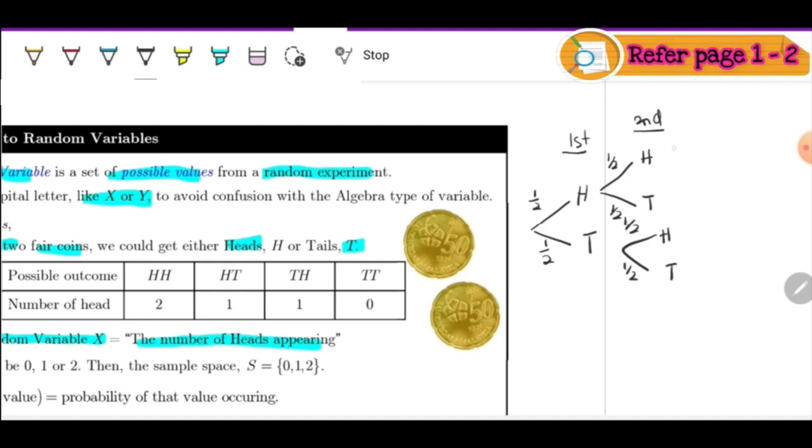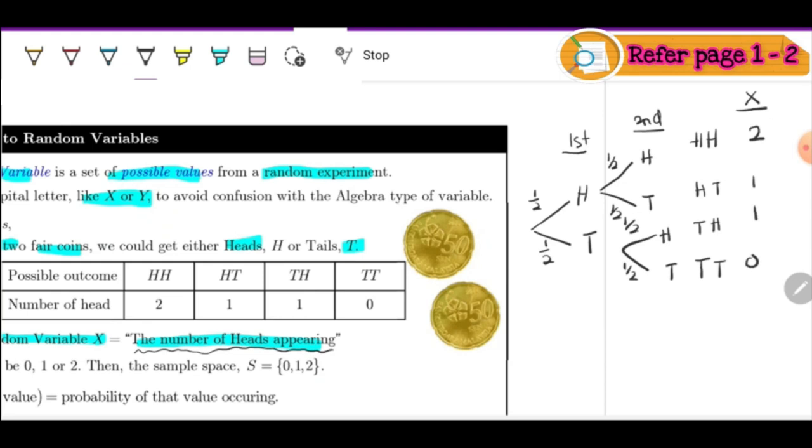At the end of the tree diagram, we list the outcomes. So the outcomes here are head, head, head, tail, tail, head, and tail, tail. X is referring to the number of heads appearing. So the number of heads here is 2, 1, 1, and 0.